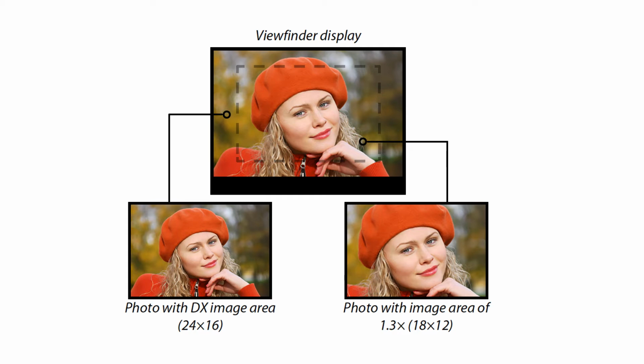The 1.3x option will utilize a smaller portion of the image sensor and fewer megapixels, but will provide a telephoto effect without changing lenses. With the 1.3x image area, the camera will also be able to record more frames per second in the continuous shooting release modes.